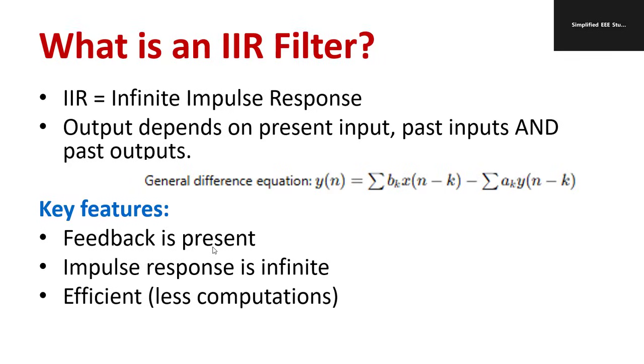Output is connected back to input. There is a feedback path. Next, impulse response is infinite. That is another peculiarity. Then it is efficient. Compared to FIR filter, IIR filter is efficient, and regarding the computational complexity, that is less compared to FIR filter.